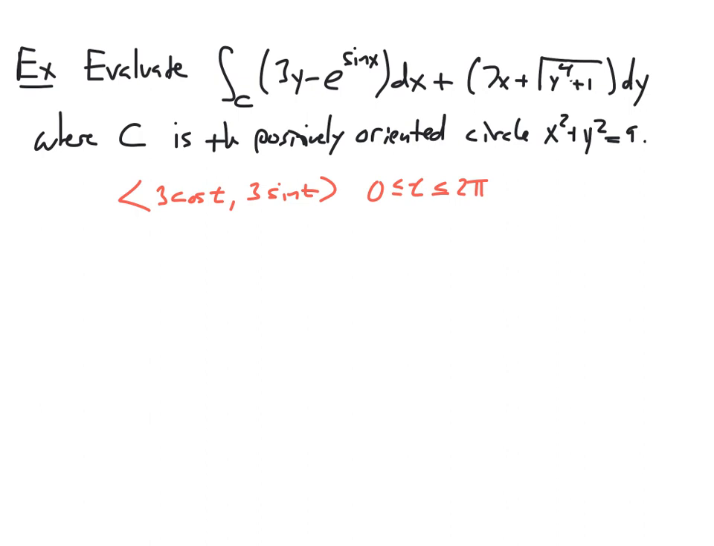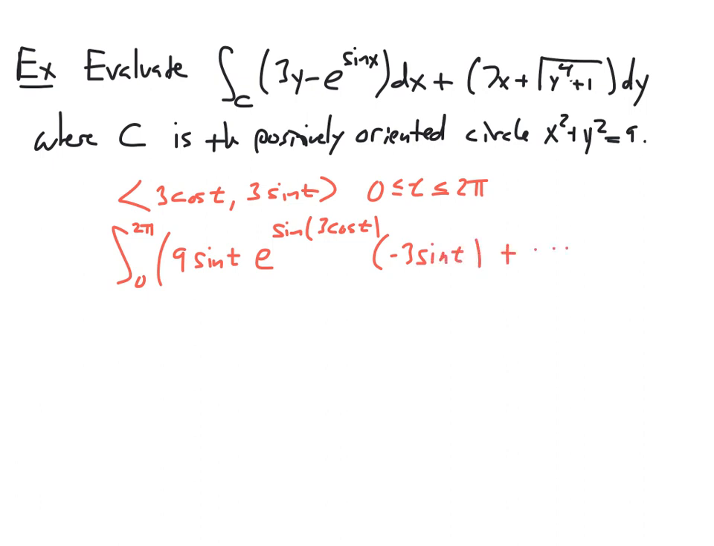Then we would have to substitute these values into our integral. We would have the integral from 0 to 2 pi of 3y minus e to the sine x. So it's 3 times 3 sine of t, which is 9 sine t, minus e raised to the sine of 3 cosine t, multiplied by dx, which is negative 3 sine t.